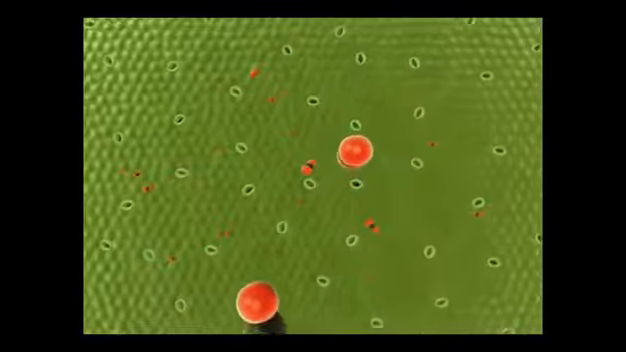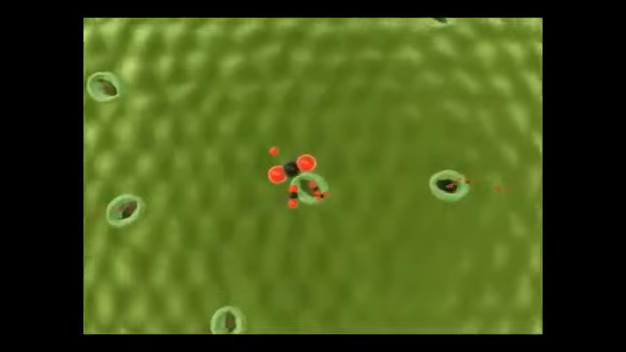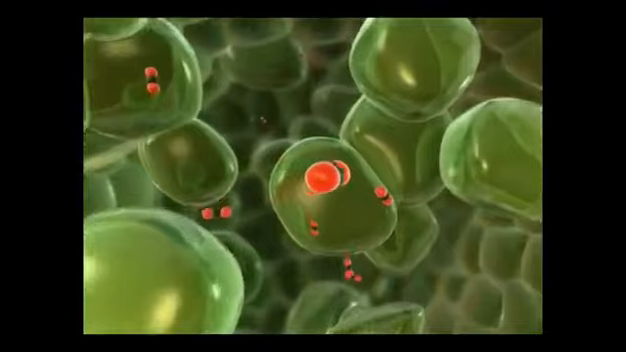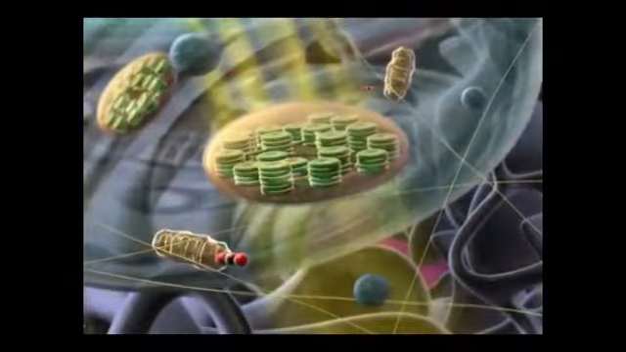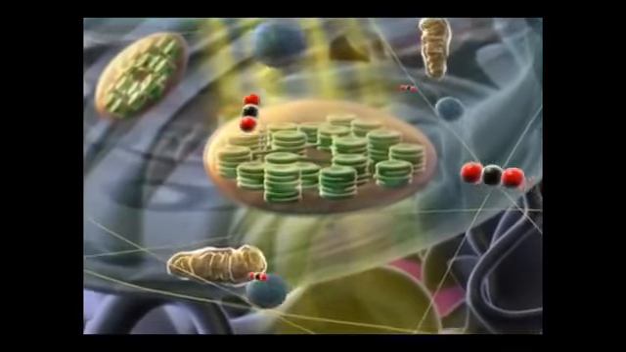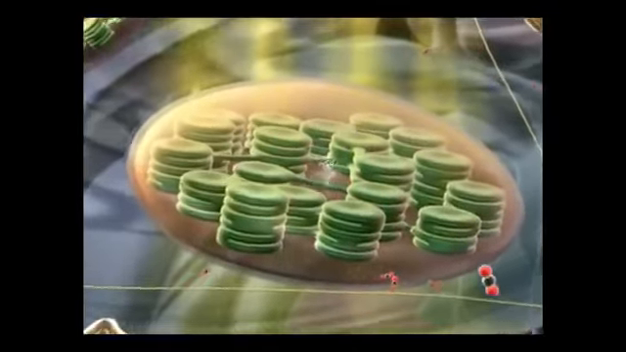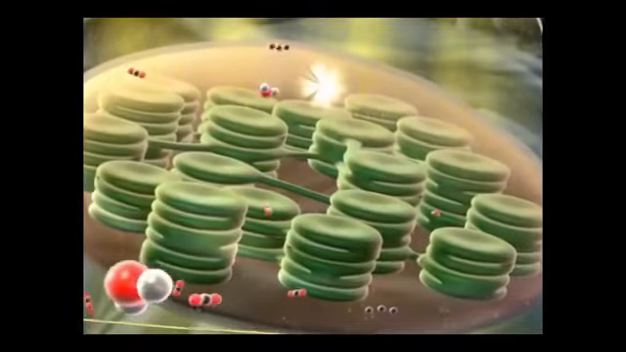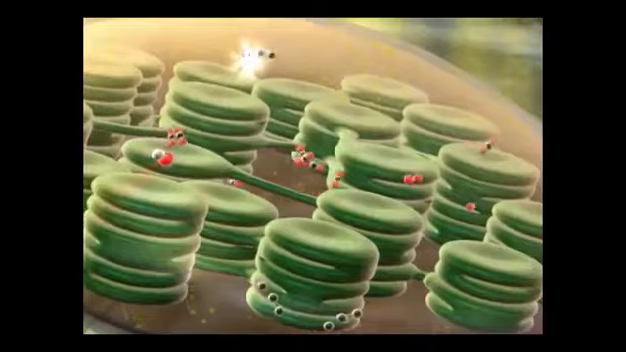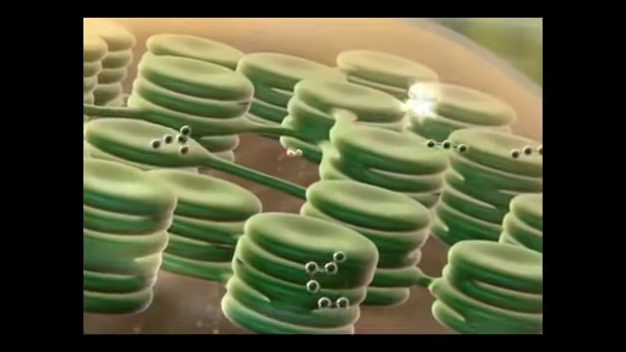Photosynthesis requires carbon dioxide, which diffuses into the leaf through small pores and then enters the cells. Inside the cell, carbon dioxide diffuses into the chloroplasts, where photosynthesis takes place. Chloroplasts use energy from light to transform carbon dioxide and water into sugar and oxygen.